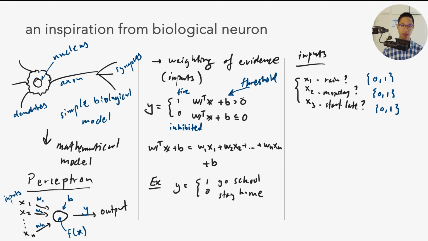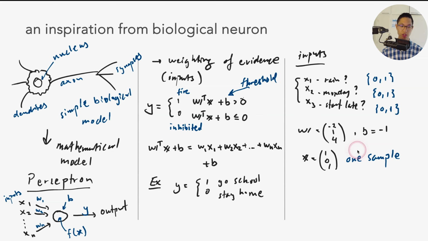For example, you have y, 1 to go to school and 0 to stay home. The inputs could be: x1, is it raining, question mark; x2, it's Monday; x3, start late. For x1, x2, x3, you have the possible values 0 or 1. This is a very simple example. Then the weights could look like this: -2, 1, and 4, and b equals -1, for example. Then x could look like this: 1, 0, 1, which means that it's raining, it's not Monday, and we start late.